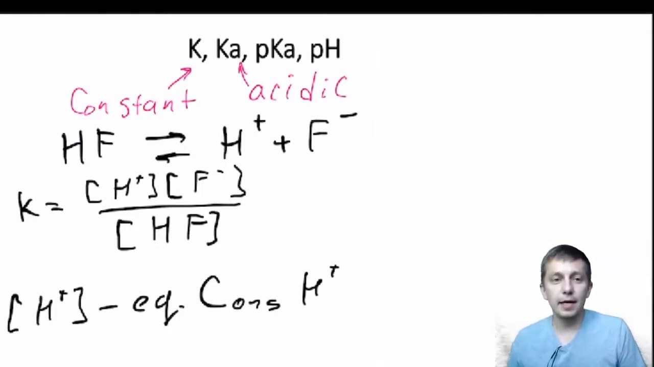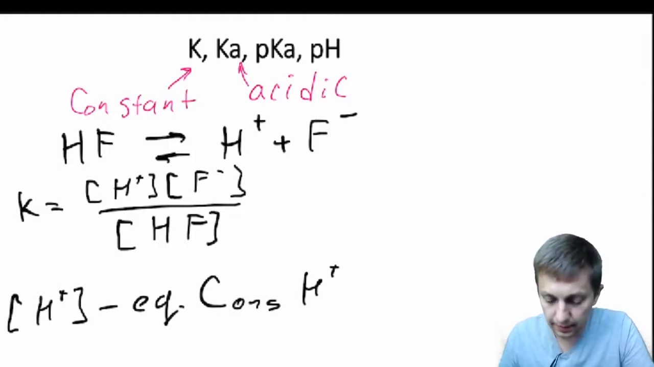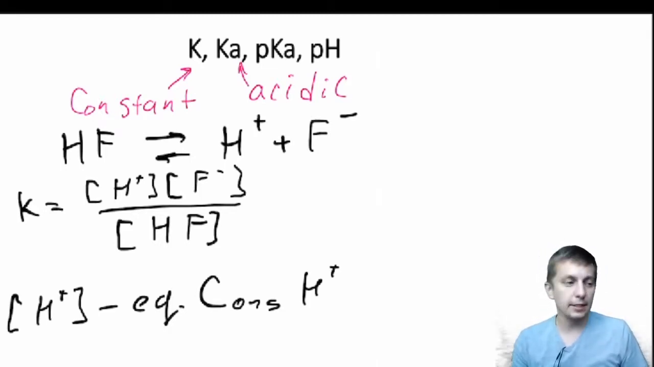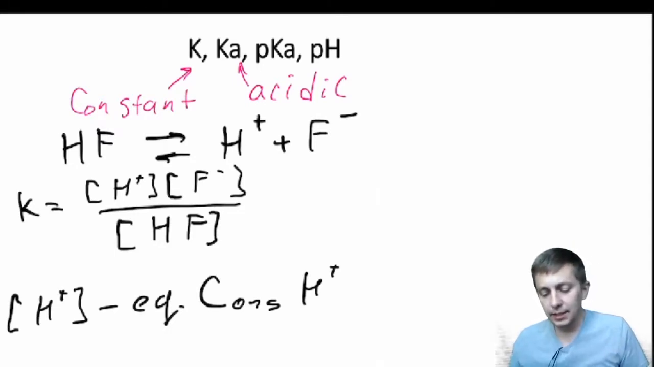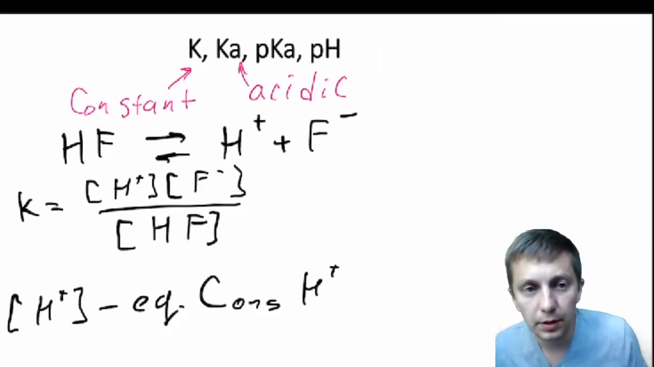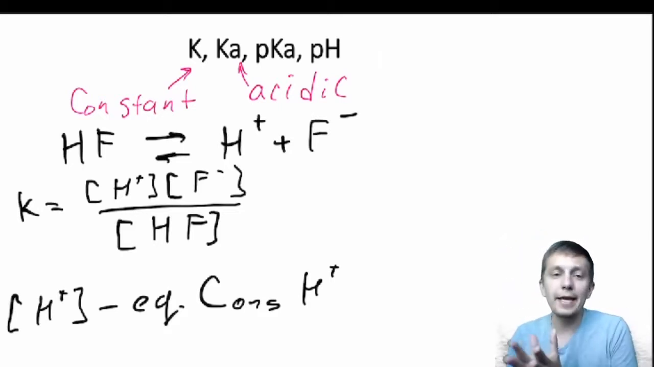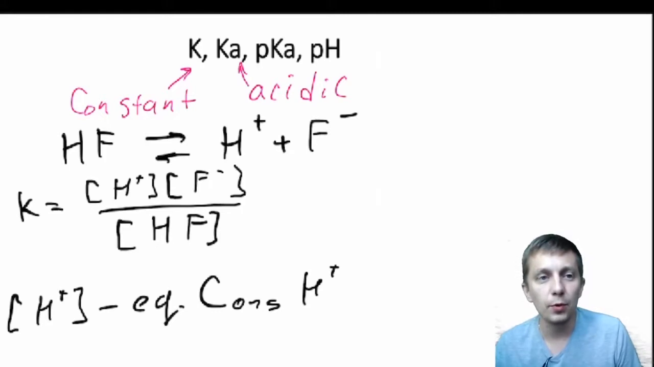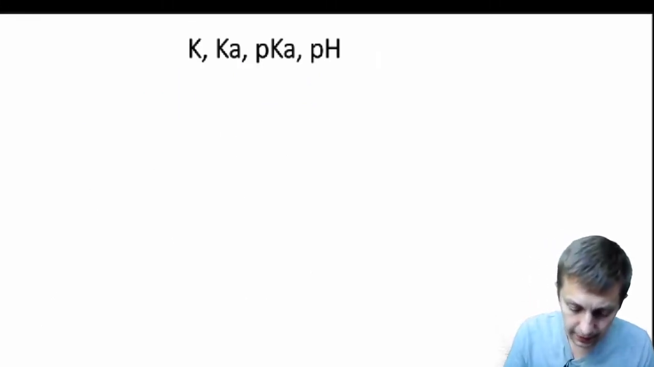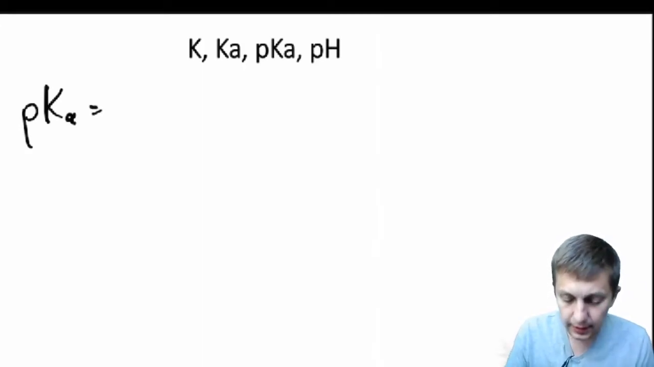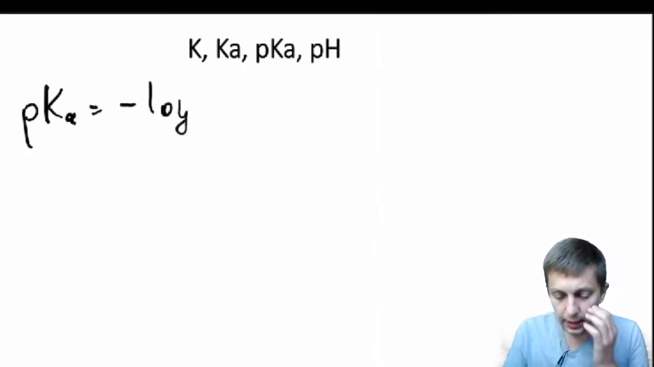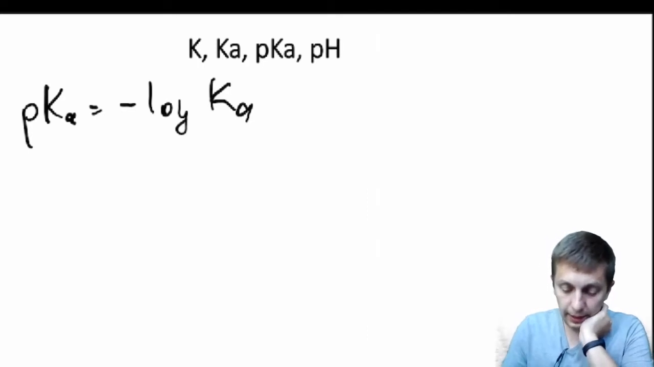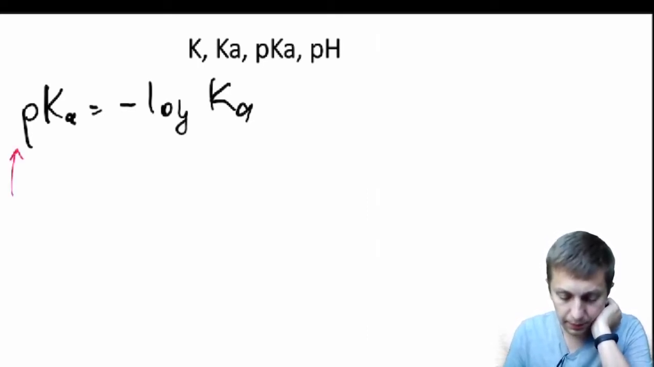But sometimes acids are very weak. For example, for any weak acid the equilibrium is shifted to the left, and the equilibrium constant will be something like 0.000. It's not very useful. So to make writing this constant more comfortable, chemists use a value called pKa. pKa is minus log base 10 of Ka, and the p means power.